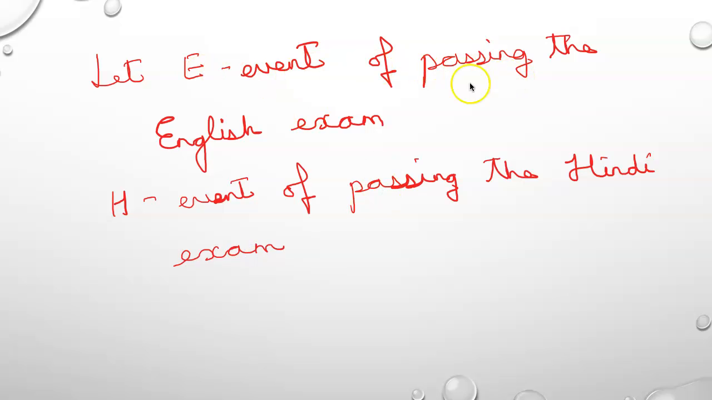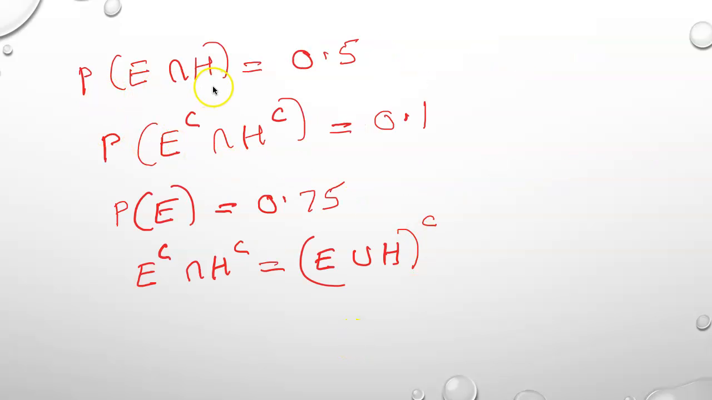So let E be the event of passing the English exam and H be the event of passing the Hindi exam. So probability of E intersection H is 0.5. We are given that the probability of passing neither is 0.1. That is, we have probability of E complement intersection H complement is 0.1. And we are given probability of E as 0.75.